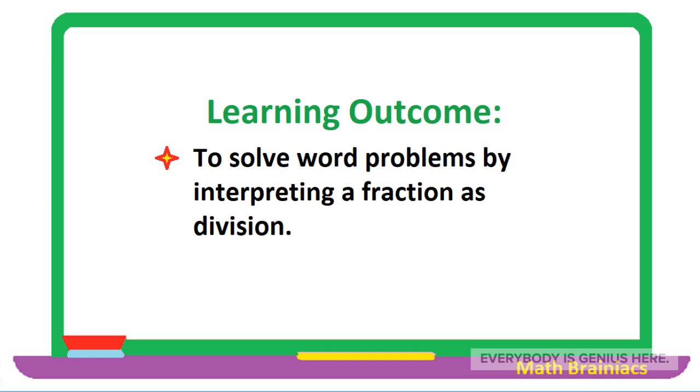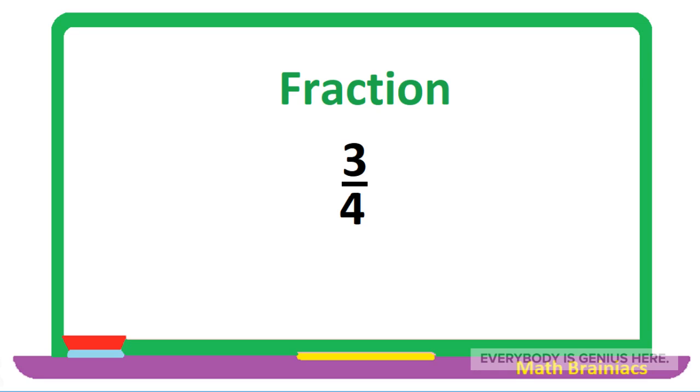We are going to learn today how to solve word problems by interpreting fraction as division. A fraction is a portion of the whole thing, like here in this example, 3/4. It has two numbers, one on top of the bar and the other one below. The number on top of the bar is called numerator. It is the number of equal parts taken. While the number below the bar is called denominator. It is the total number of equal parts in a whole.